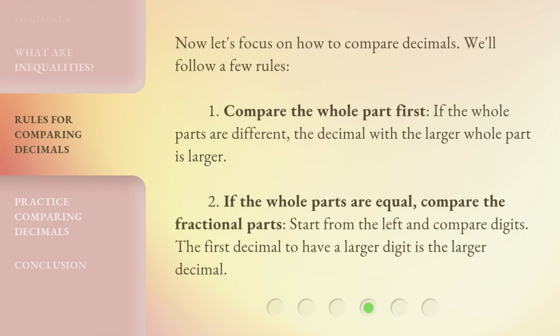Now let's focus on how to compare decimals. We'll follow a few rules. 1. Compare the whole part first. If the whole parts are different, the decimal with the larger whole part is larger. 2. If the whole parts are equal, compare the fractional parts. Start from the left and compare digits. The first decimal to have a larger digit is the larger decimal.